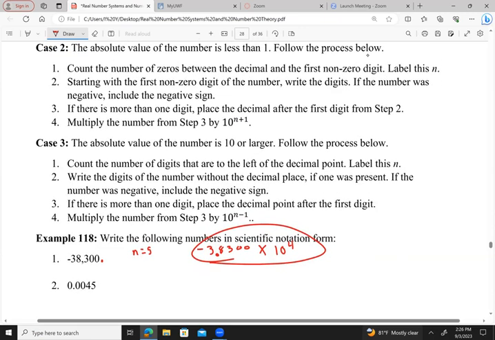Okay, here we're going the other way. Count the number of zeros between the decimal and the first non-zero digit. There's 2. n equals 2. Now rewrite the number. 45, no negative sign. Place the decimal after the first digit, so 4.5 times 10 to the negative n plus 1, negative 3.